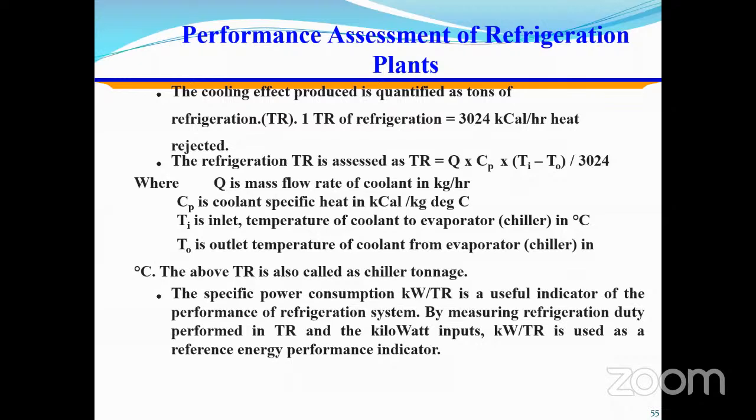The above TR is also called the chiller tonnage, that is the capacity of the particular chiller package. The specific power consumption, kilowatt per TR, is a useful indicator of the performance of a refrigeration system. By measuring the refrigeration duty performed in TR and the kilowatt input, kilowatt per TR is used as a reference energy performance indicator. If the system is efficient and performance is good, then the kW per TR should be low, in the order of 0.7, 0.6 and so on.